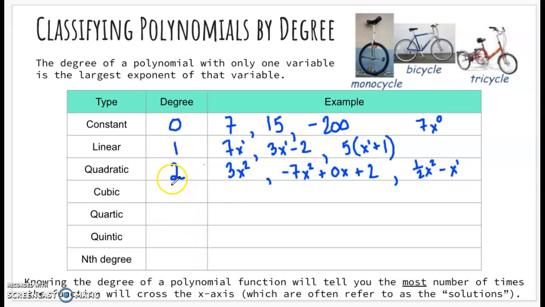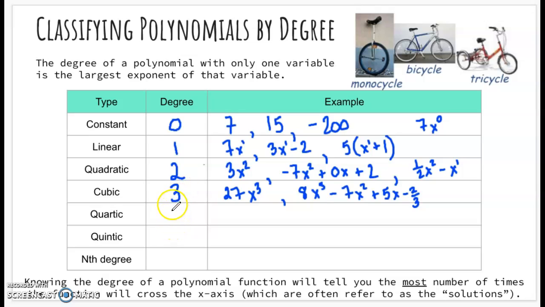Next, we have a cubic. The degree on a cubic is a 3. So for example, 27x cubed would be an example of a cubic, or 8x cubed minus 7x squared plus 5x minus 2/3. That would be another example of a cubic.